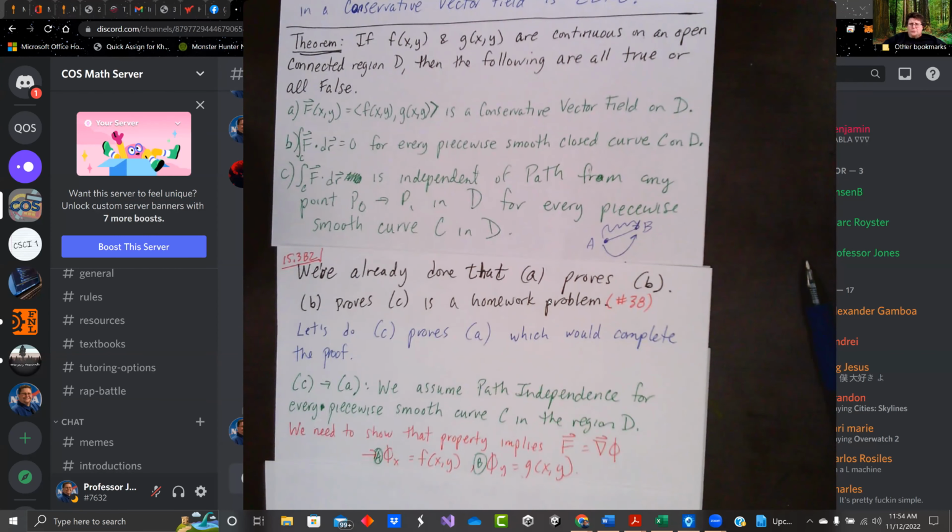This is 15.3, conservative vector fields and line integrals in calculus 3. Let's just jump into it.